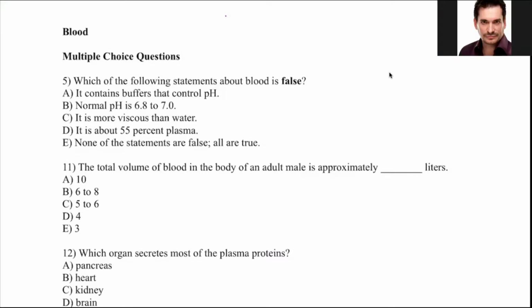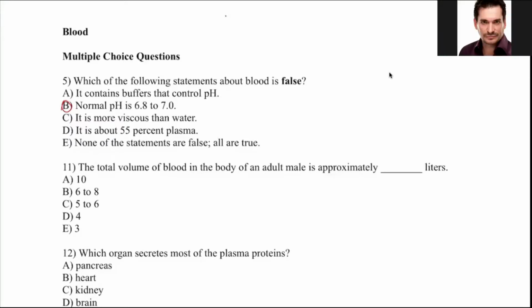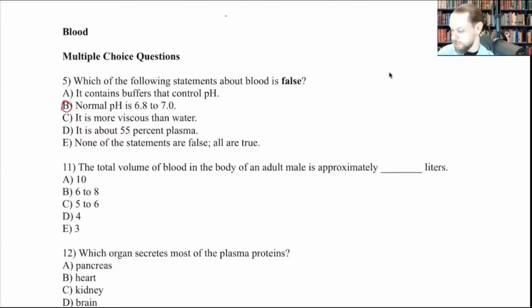Which of the following statements about blood is false? I put B. Normal pH is 6.8 to 7. That is correct, that's false. Do you know what's the normal range for blood pH? Well, the body is 7.4, right? Yeah, so the range would be 7.35 to 7.45.